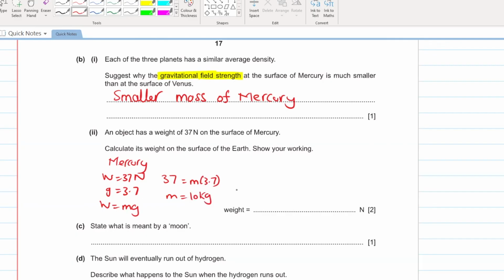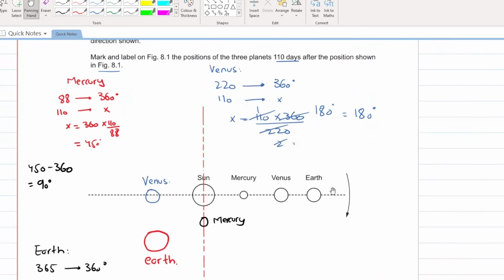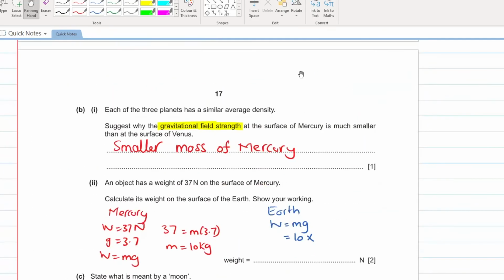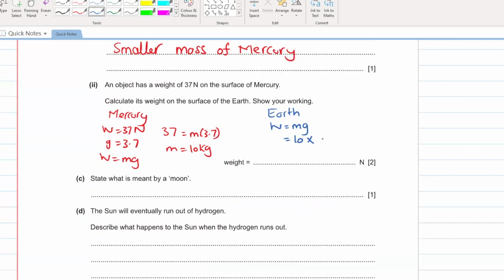But you don't have to calculate the mass. You have to calculate the weight on Earth. So on Earth, weight is equal to mass into gravitational field strength. Mass is 10. The gravitational field strength on Earth is 9.8. 10 multiplied by 9.8, simple as that. Your weight comes out to be 98 Newton.